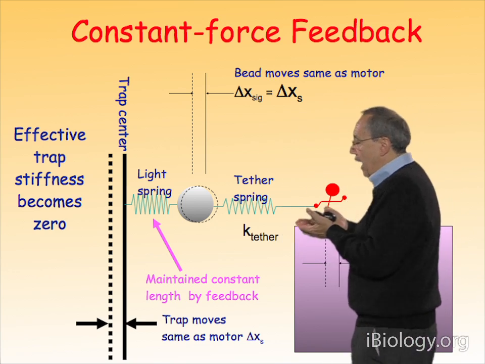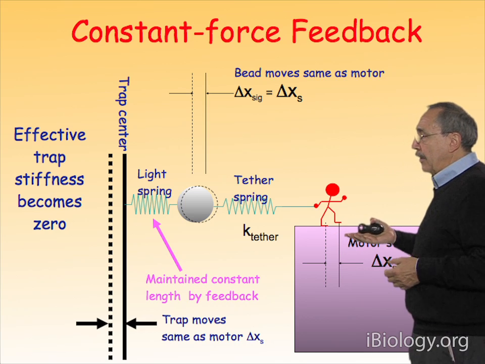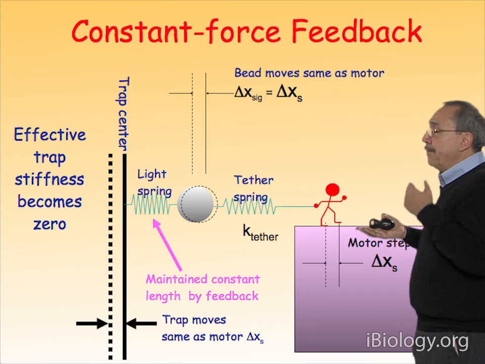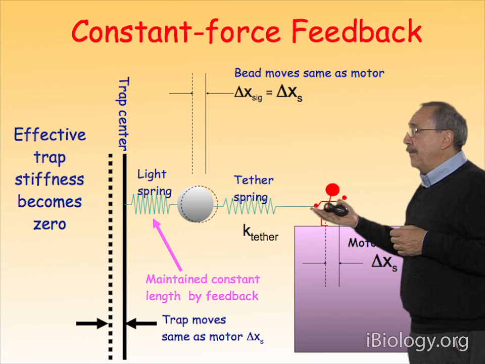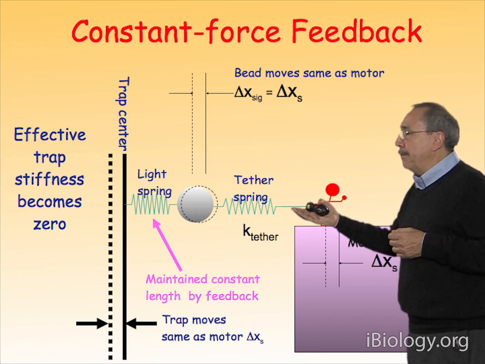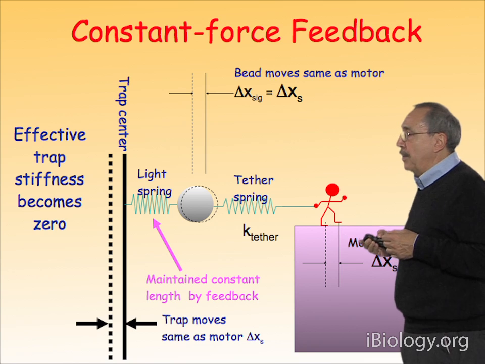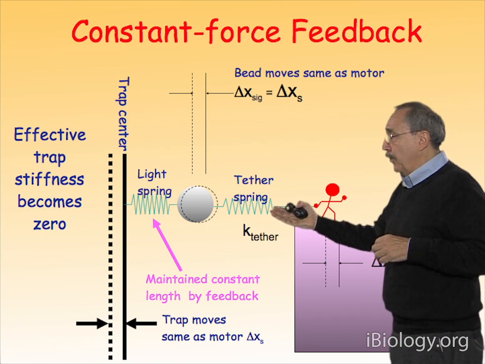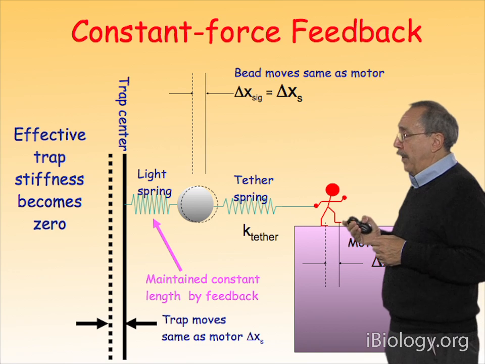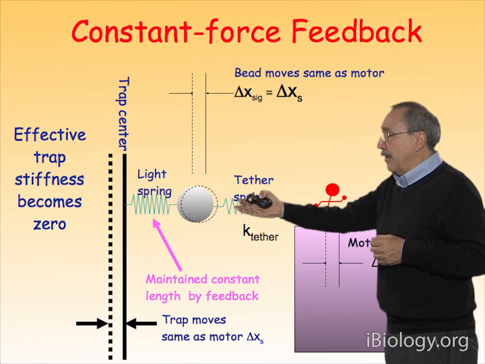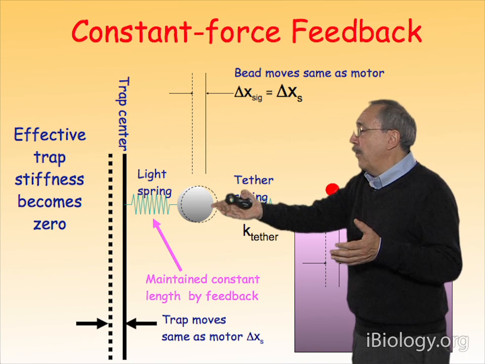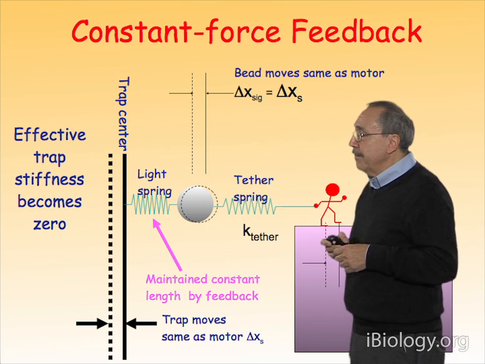We have, as before, our little motor, which is actually going to make a step, delta x. We also have the tether spring here, which may be the piece of DNA that we saw in the case of the polymerase, or could be the DNA spring that we saw in the case of the bacteriophage. We have our bead in the trap, and that bead is attached to the center of the trap by another spring, which is the light spring.